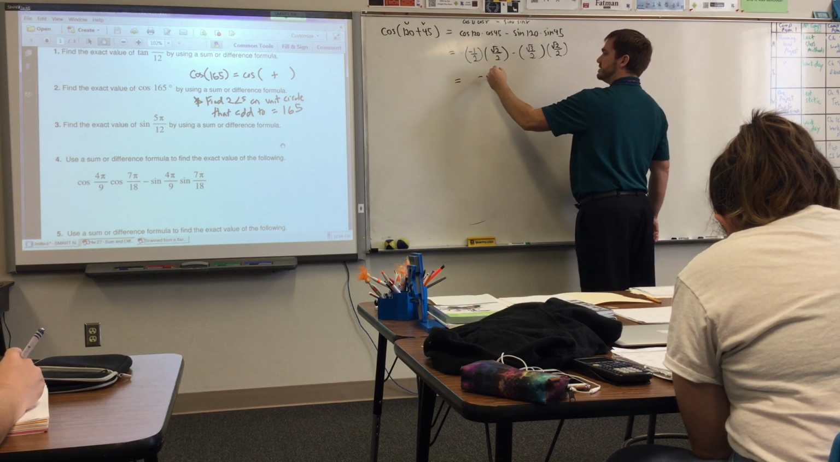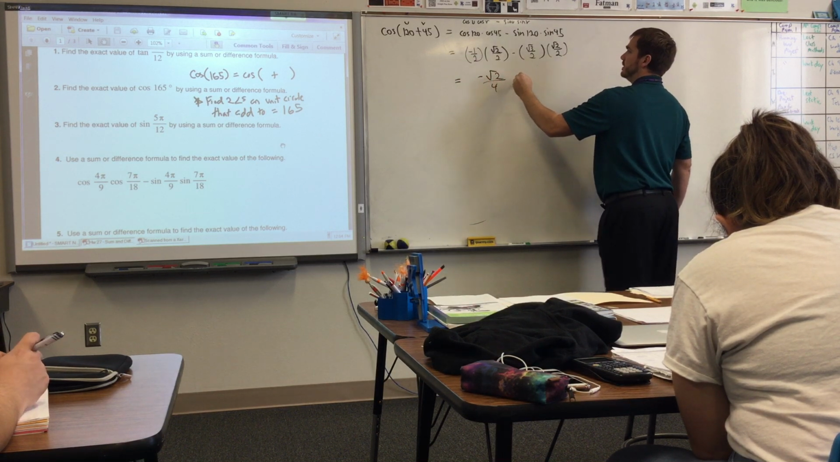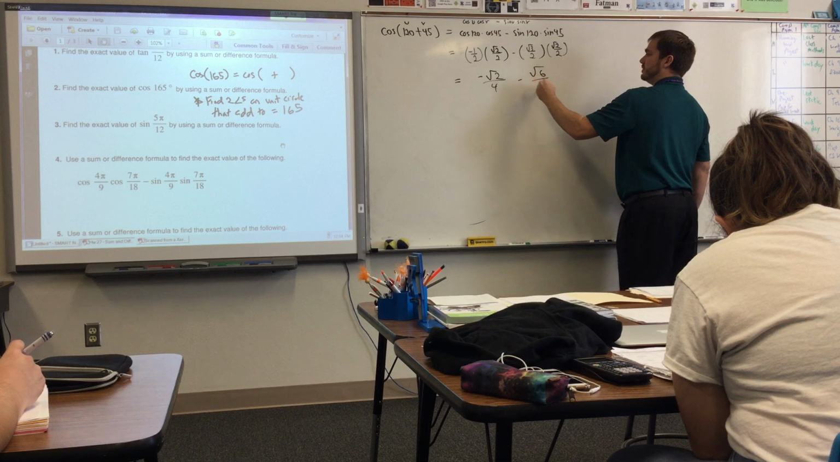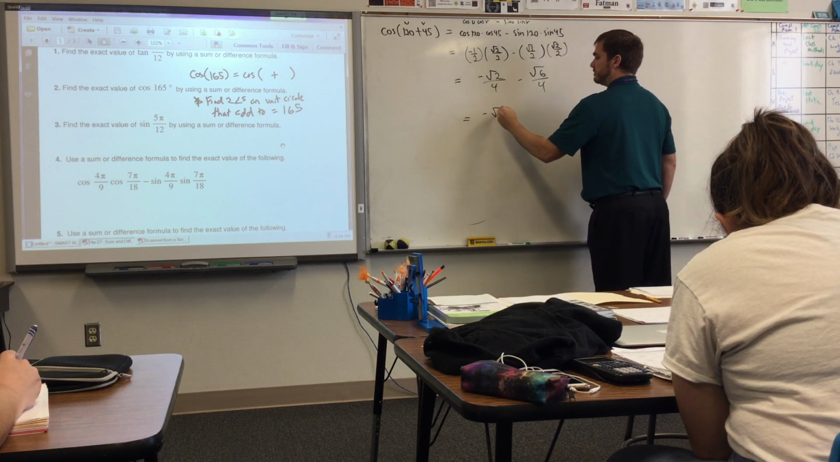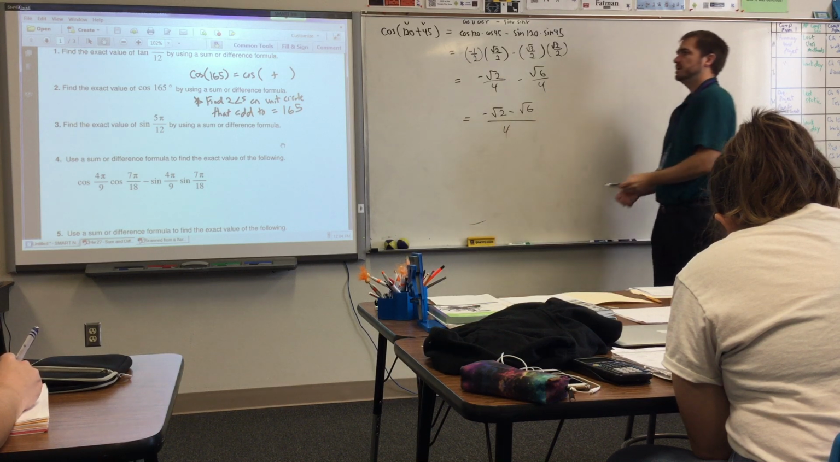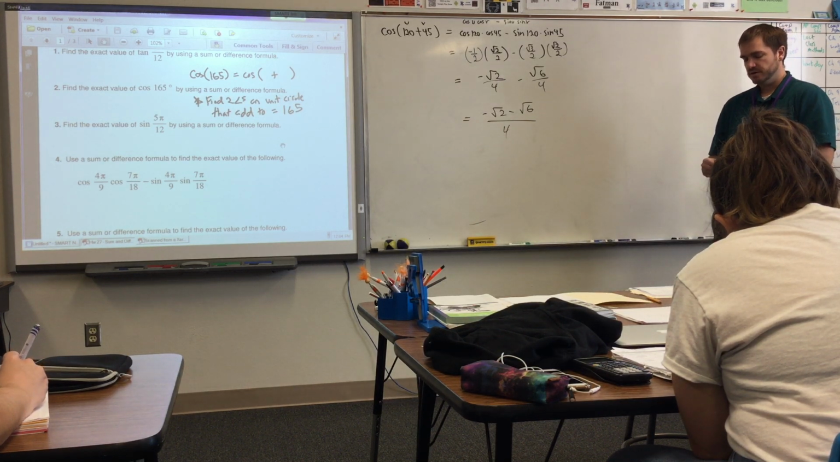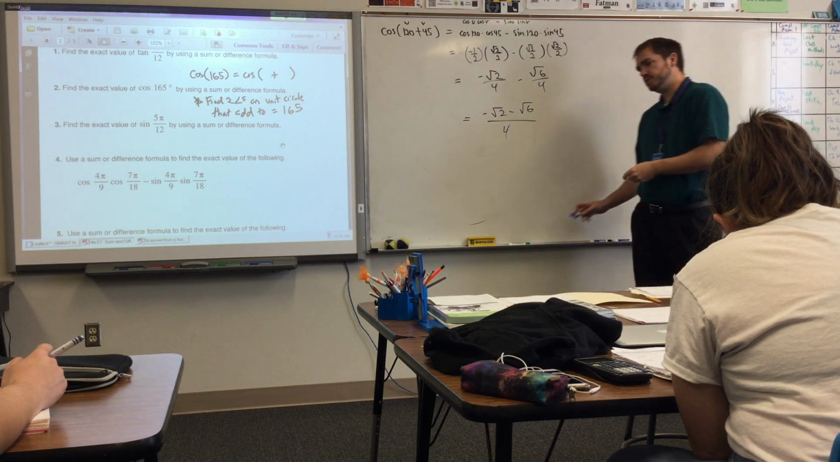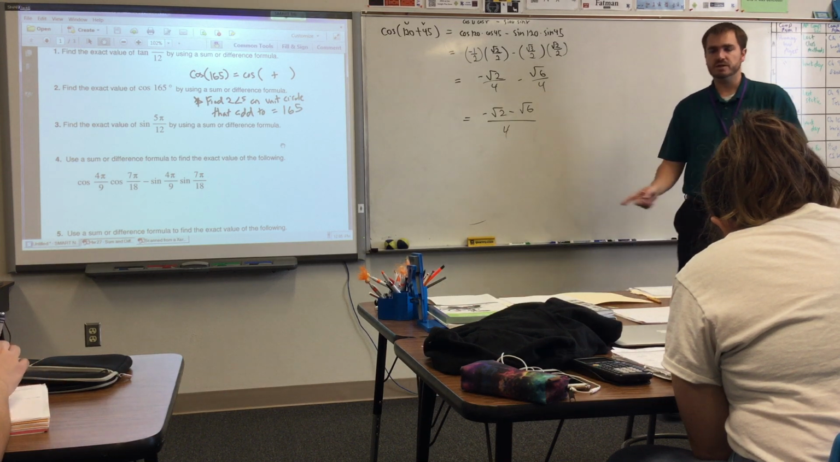Multiply the fractions. That's -√2/4 minus √6/4. Oh my gosh. -√2 minus √6 all over 4. There's your answer, folks. Today we talked about why we need exact answers. We derived the difference formula.